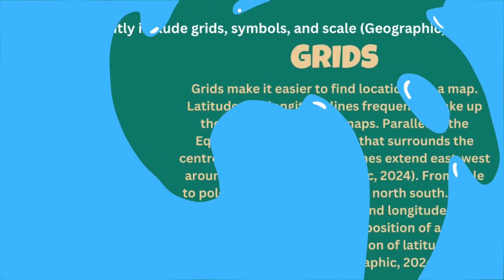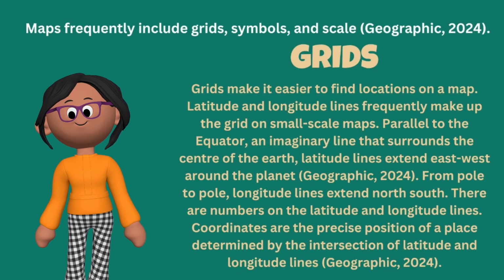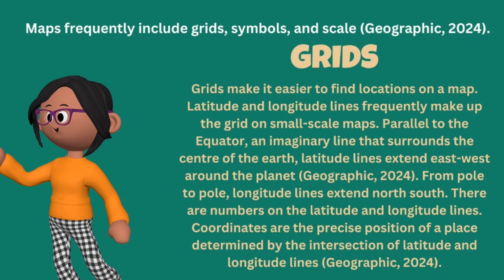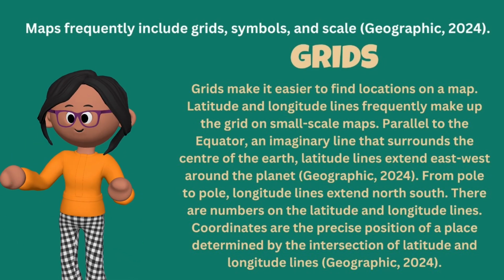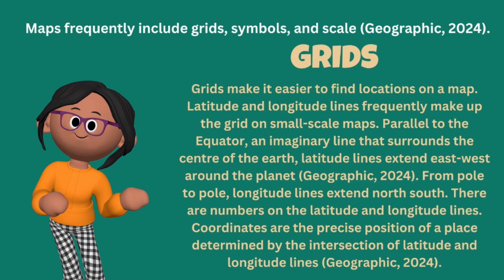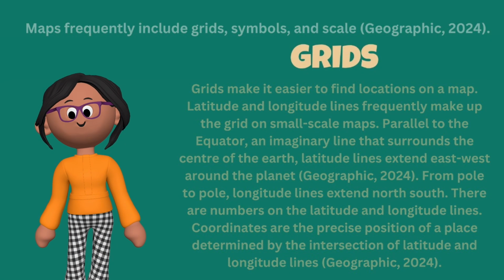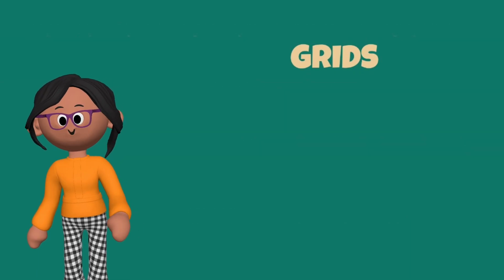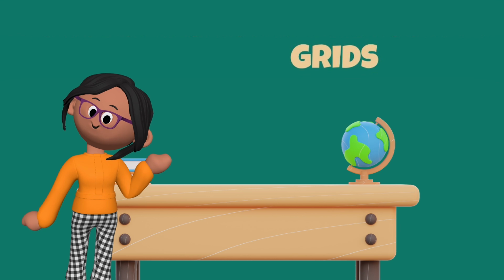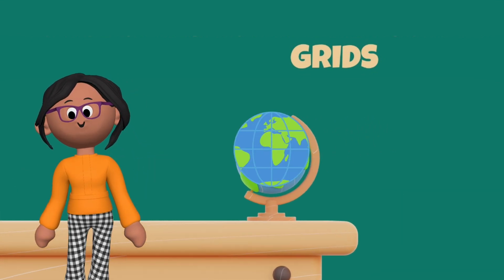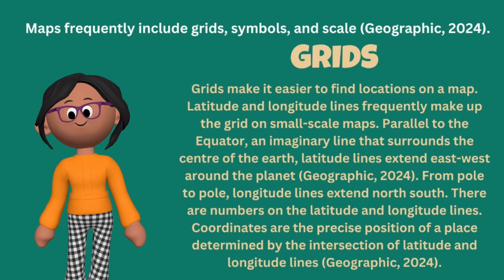Maps frequently include grids, symbols, and scale. Grids. Grids make it easier to find locations on a map. Latitude and longitude lines frequently make up the grid on small-scale maps. Parallel to the equator, an imaginary line that surrounds the center of the Earth, latitude lines extend east-west around the planet. From pole to pole, longitude lines extend north-south. There are numbers on the latitude and longitude lines.